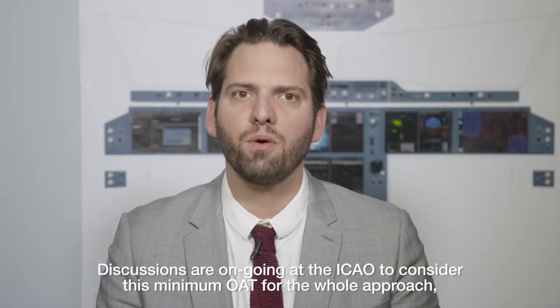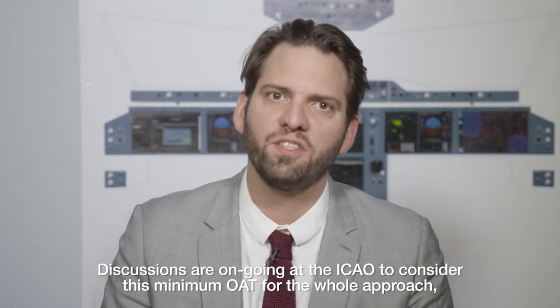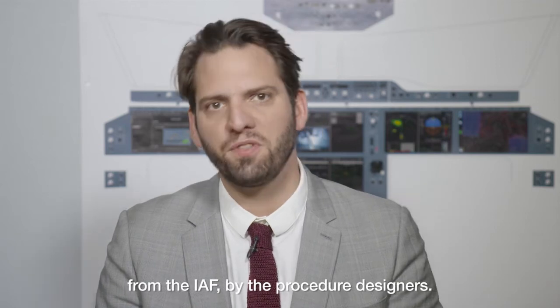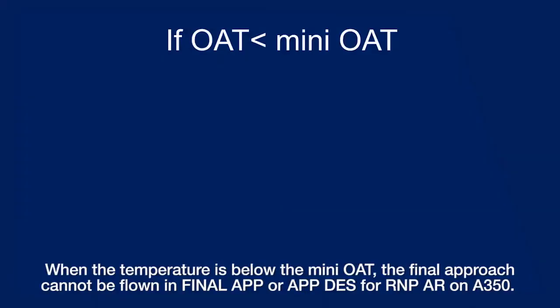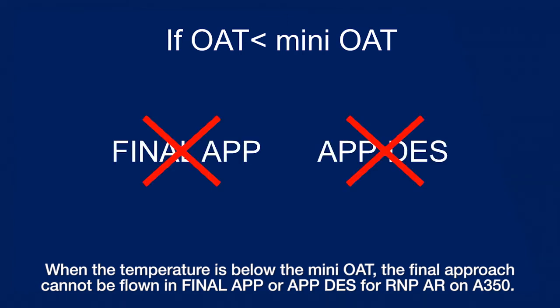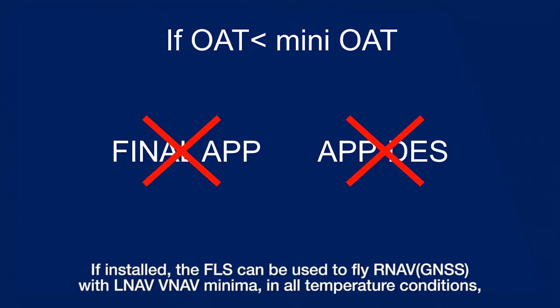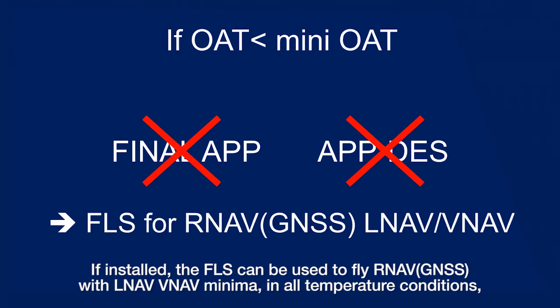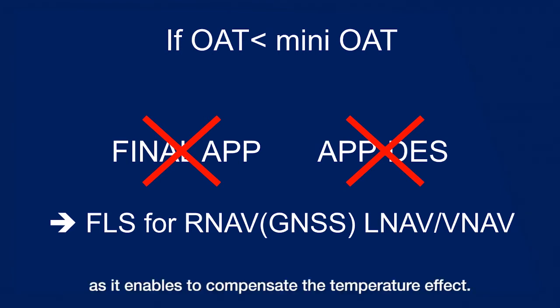Discussions are ongoing in ICAO to consider this minimum OAT for the whole approach from the IAF by the procedure designers. When the temperature is below the minimum OAT, the final approach cannot be flown in final APP, or APP-DES for RNP AR on A350. If installed, the FLS can be used to fly AirNav GNSS with LNAV VNAV minima in all temperature conditions, as it enables to compensate the temperature effect.